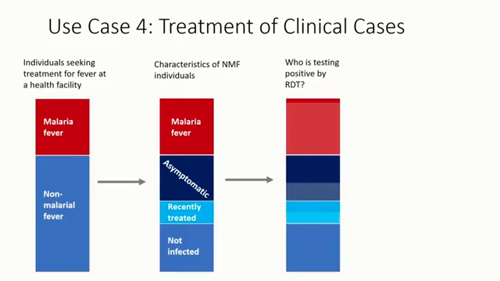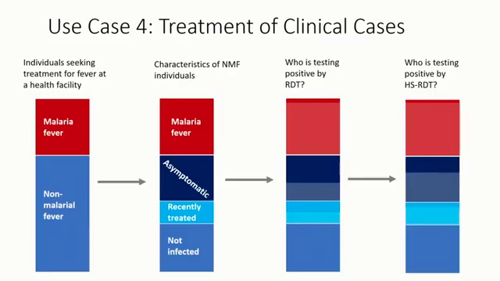So now we're shading in what proportion of each of these boxes we'd expect a conventional RDT to pick up. RDTs are really good at detecting malaria fever, so we'd expect a lot of them to be detected. Of the asymptomatic individuals, you'd expect the RDT to pick up a small proportion, and you'd also expect it to pick up a small proportion of these people that have been recently treated.